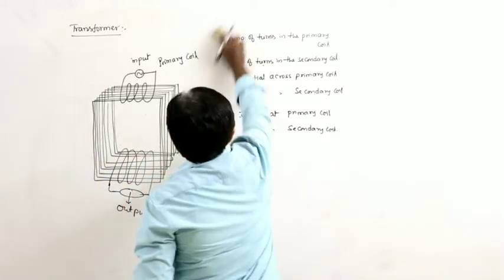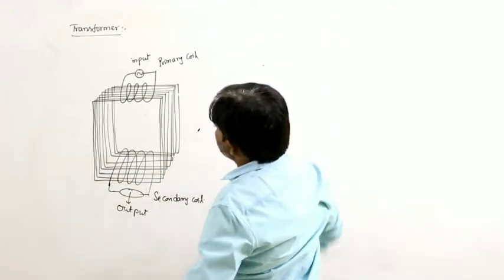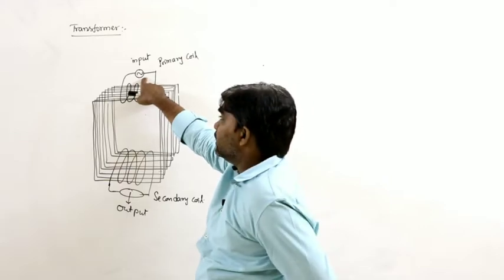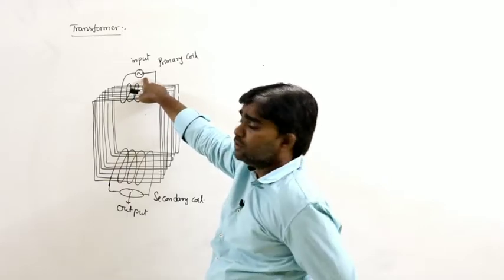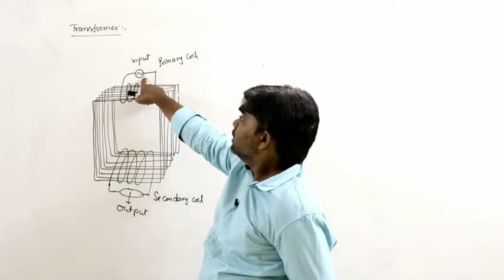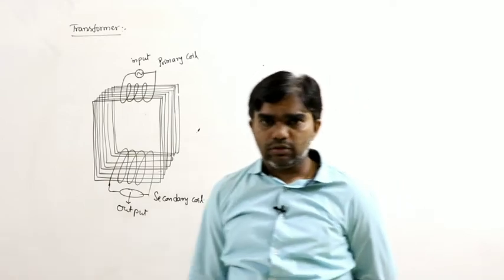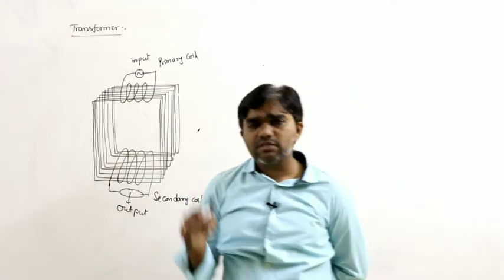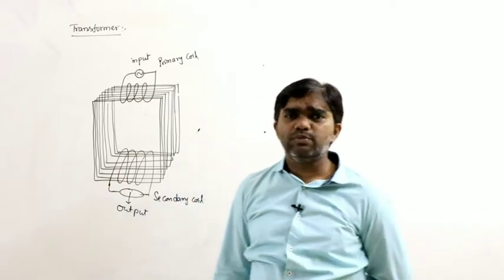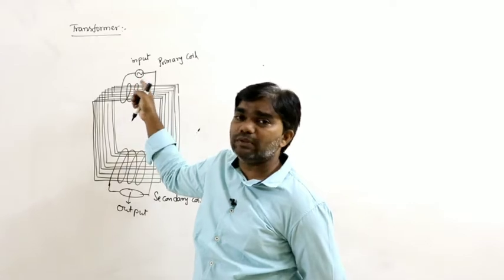So what is the actual mutual induction process here? See here, this is the alternating signal supplied at the location of the input. What are we doing here? An alternating input is connected. Alternating signal means the current continuously varies with time, or the potential also varies with time.